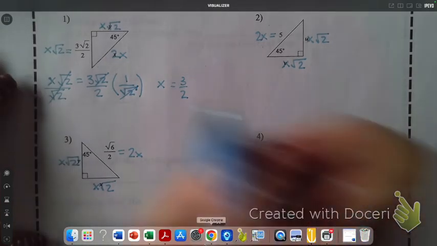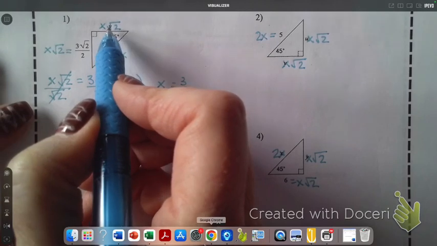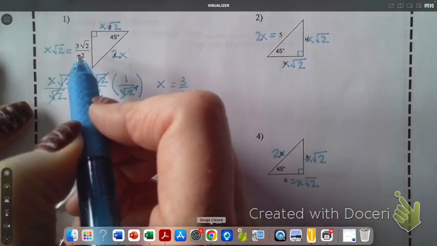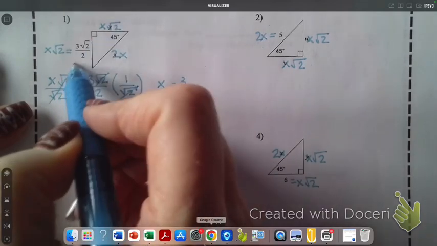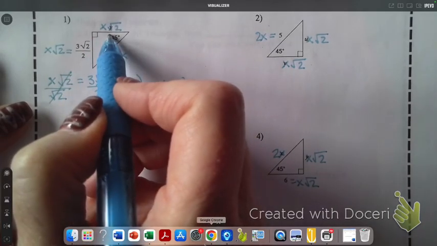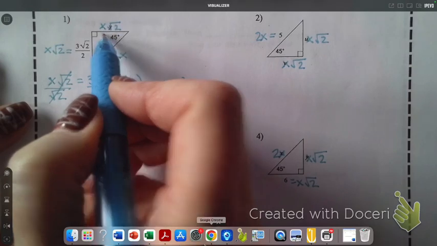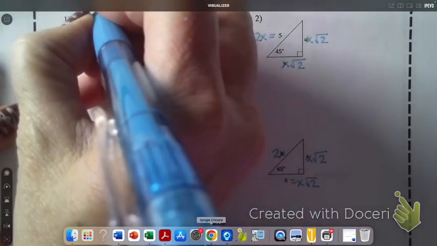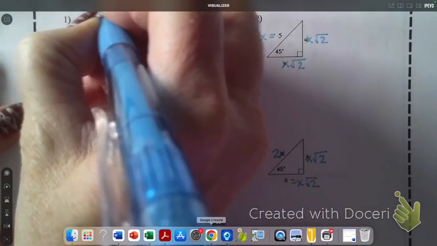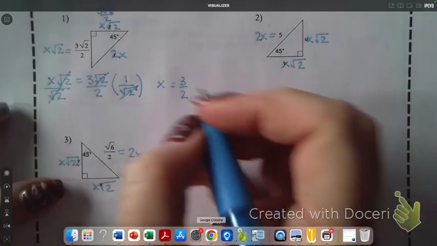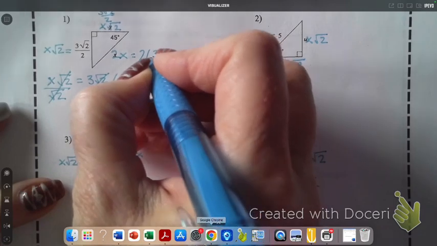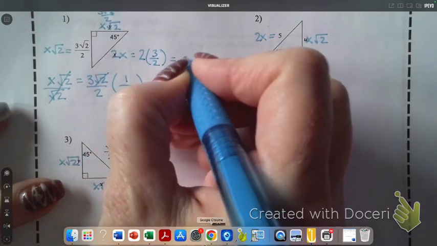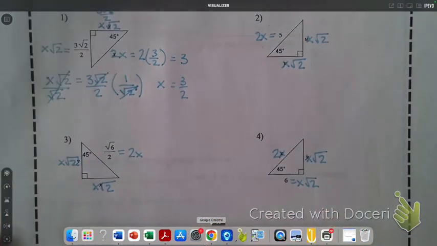Okay, so do we know that Y, the top one? If we know this side, do we know the other leg? Yeah, so we don't have to do any math. I just wanted to get the label. So that is 3 square root of 2 over 2. And now here, I have to take 2 times 3 over 2, which is just going to be 3.